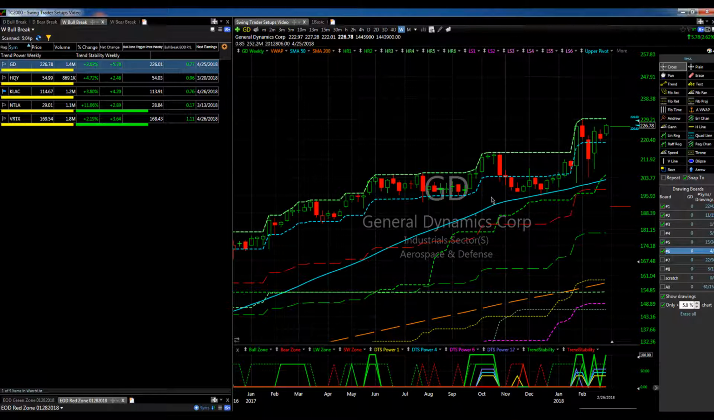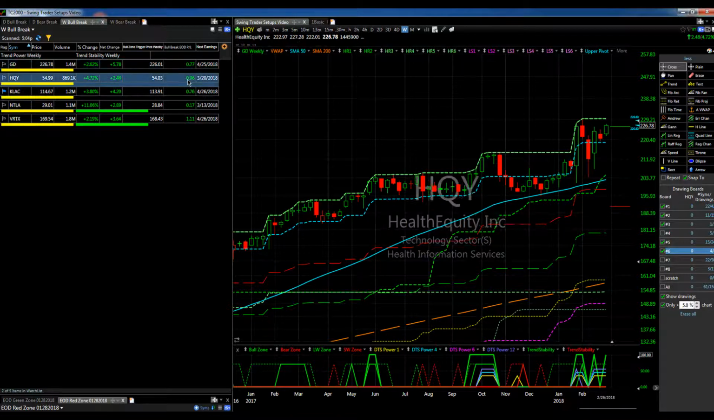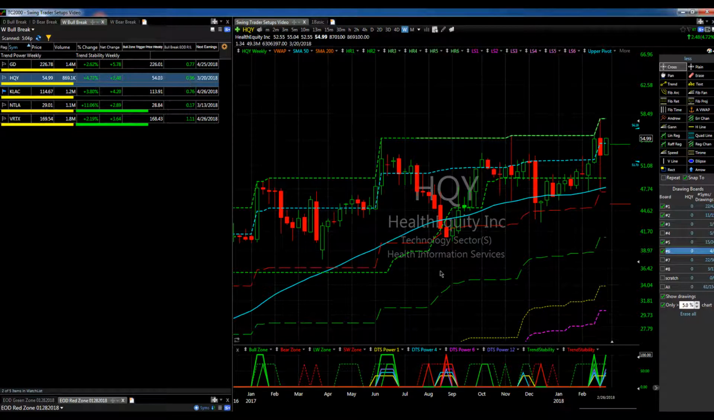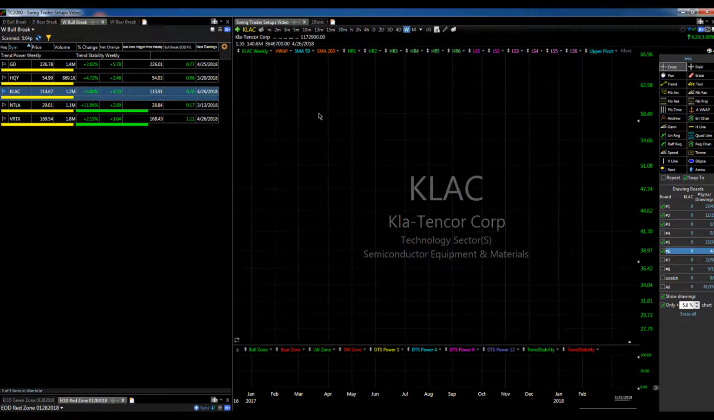But we really like to be coming out of consolidations. It's a little more consolidated on this one. Trying to get back up through this same level it tried to get through a couple of weeks ago before the sell-off. KLAC had a very big day.